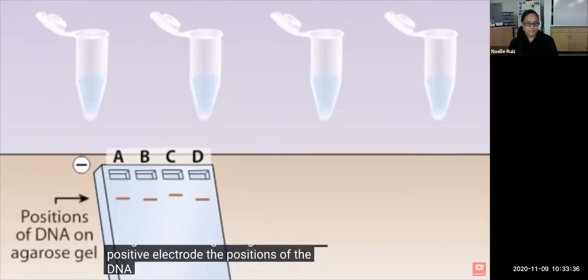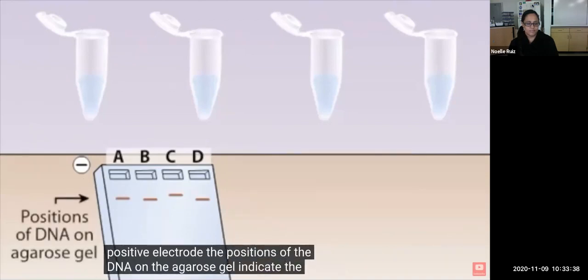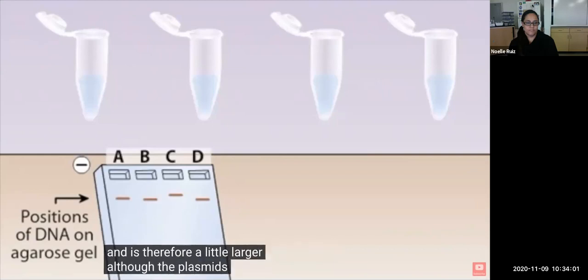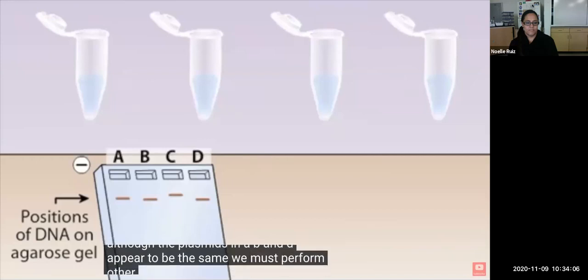The positions of the DNA on the agarose gel indicate the sizes of the plasmids. Smaller pieces of DNA migrate faster than larger ones through the agarose pores, because larger pieces meet with more resistance. In this example, the plasmids in lanes A through D are similar in size. The plasmid in lane C migrates slower than the others and is therefore a little larger. Although the plasmids in A, B, and D appear to be the same, we must perform other tests before we can come to this conclusion.